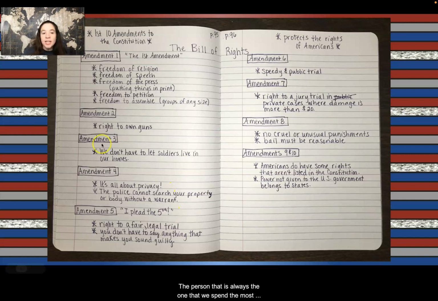The First Amendment is always the one that we spend the most time on because the First Amendment contains so much. You've got the freedom of religion, speech, petition, the press, assembly. The First Amendment is huge. The Third Amendment is a really interesting one for my students because they remember the Quartering Act way back when we talked about the Road to Revolution. And they know how much colonists hated the Quartering Act. So it makes complete sense that our founding fathers included Amendment 3 in the Constitution and, frankly, the Bill of Rights.